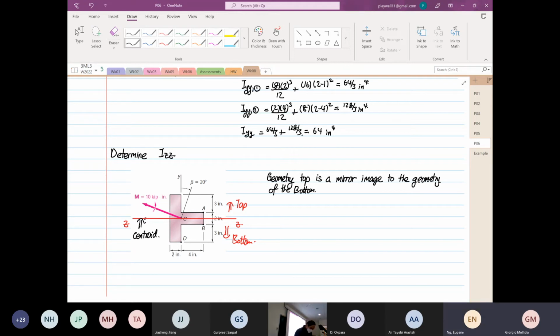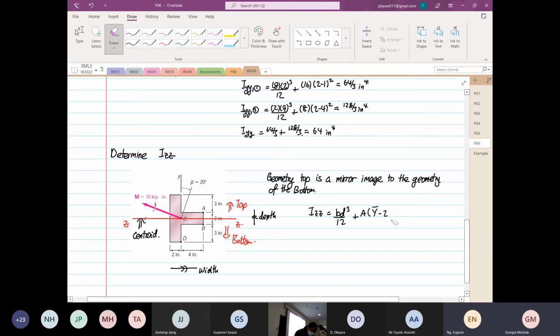Okay. So for this case, we know that this is your width, and we know that this is the depth. Because we know exactly where the centroid is, now the formula, remember the formula: IZZ is equal to BD cubed over 12 plus A times (y bar minus small y bar) squared. This term over here is equal to 0. That's why you don't need to add and minus. It goes crazy, you know. So you have to do this by observation.